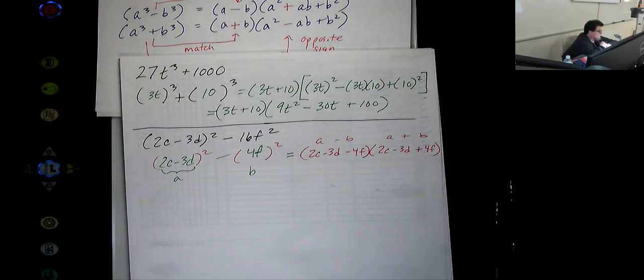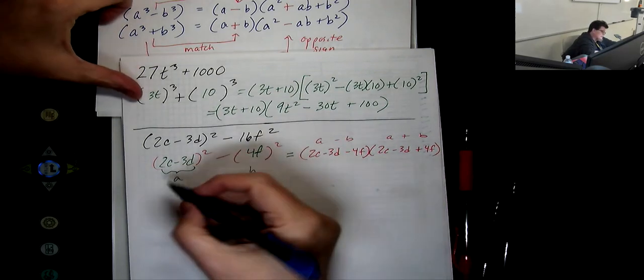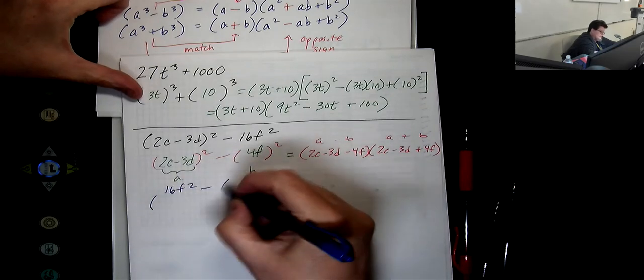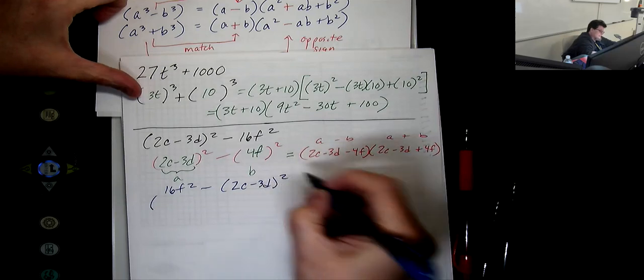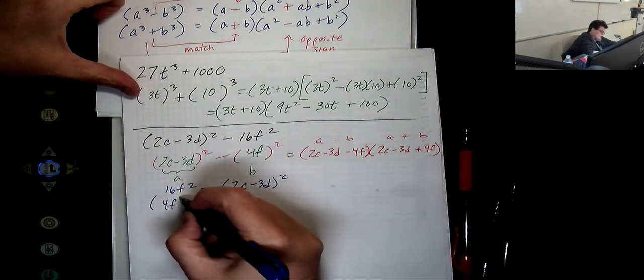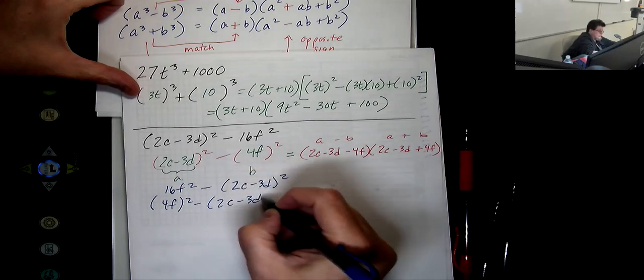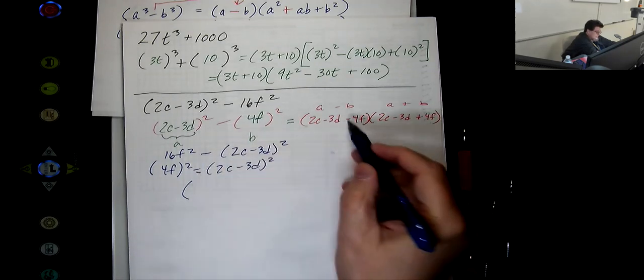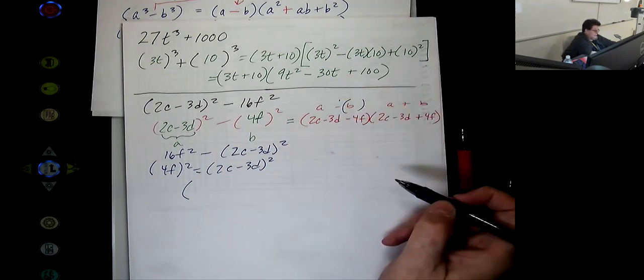Yeah. Or you don't have to put the 2c minus 3d in parentheses inside the 1. On this one, you don't really need it because it's in front. If this was the other way around, if this was, let's say, 16f squared minus 2c minus 3d squared, I would have 4f squared minus, again, the 2c minus 3d squared. On this one, I would want to do parentheses because this minus here, when I do it right here, is going to affect everything in B.